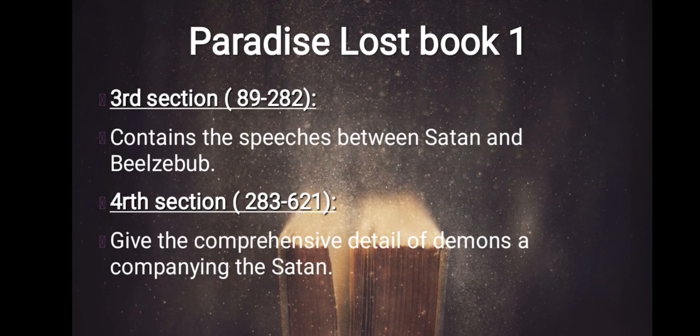The third section, from 89 to 282, contains the speeches between Satan and Beelzebub. The fourth section, from 283 to 621, gives comprehensive detail of the demons accompanying Satan. A companion means a follower of Satan.